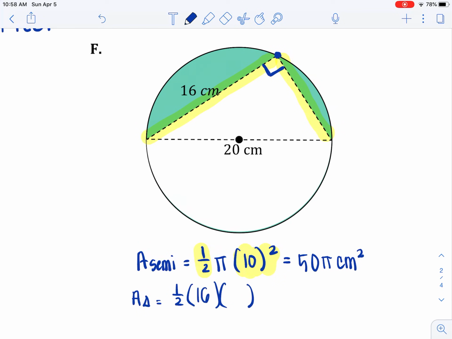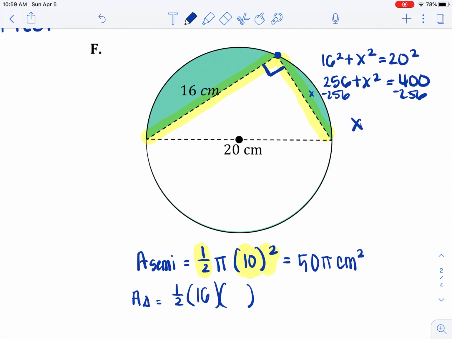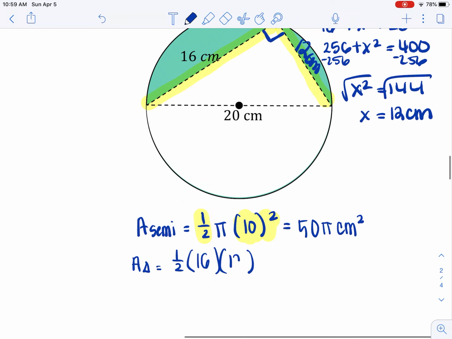So I have one of them, that's 16, but I don't have the other. How am I going to find that other piece? Pythagorean theorem. 16 squared plus x squared, because this is going to be my x right here, equals 20 squared, because that's my hypotenuse. 256 plus x squared equals 400. Subtract 256 from both sides. X squared equals 144. Square root, remember you don't have to do plus or minus because I'm solving for a length. And I get that that's 12 centimeters. So this is 12 centimeters.